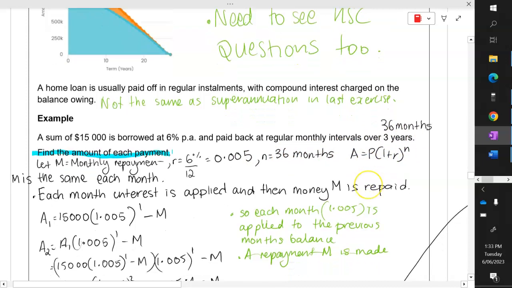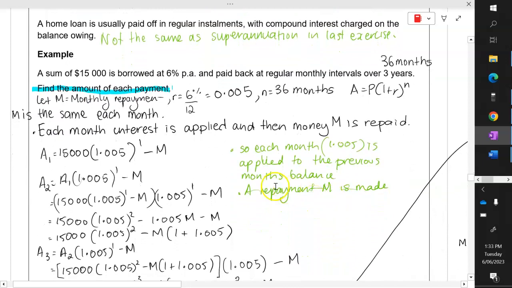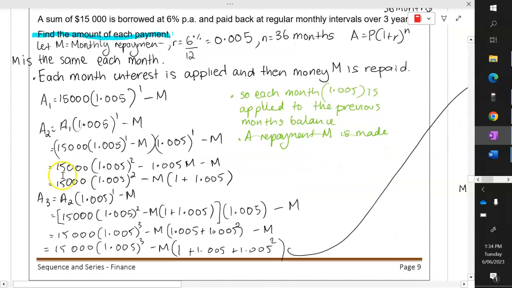So what we're going to do is start similarly to the last question, but we're going to take off a repayment of M each month. Each month, interest is applied, and then M is repaid. So with the first month, we want to think of A1 as being, into this formula, $15,000 times our 1.005 to the power of 1. So that $15,000 that we're borrowing has only been increased in value by that 1 month's amount of interest. And then we're going to make a repayment in that month as well. And we're going to do that for each month.